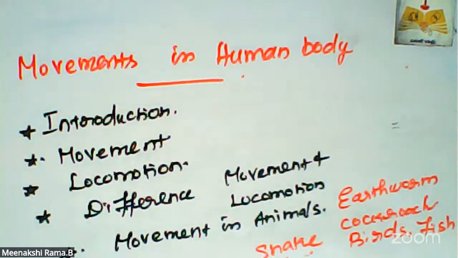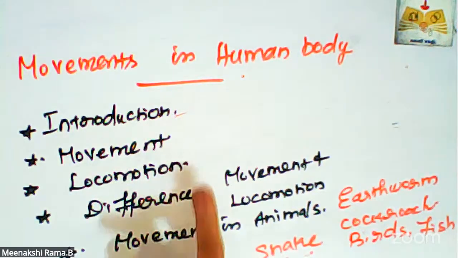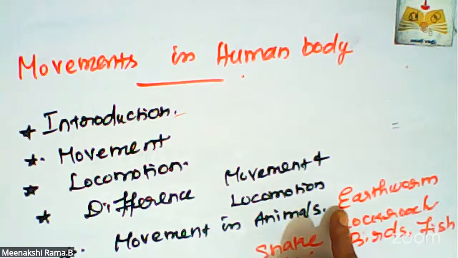Is there any doubt or any clarification? Please ask me in the introduction part, the definition of movement, the definition of locomotion, the difference between movement and locomotion, movement in animals, and the different kinds of animal movements, meaning earthworm, cockroach, birds, snake and fishes, and the general introduction to movements in the human body also. Is there any doubt? Ask me, or otherwise go and refer to your textbook or notebook.